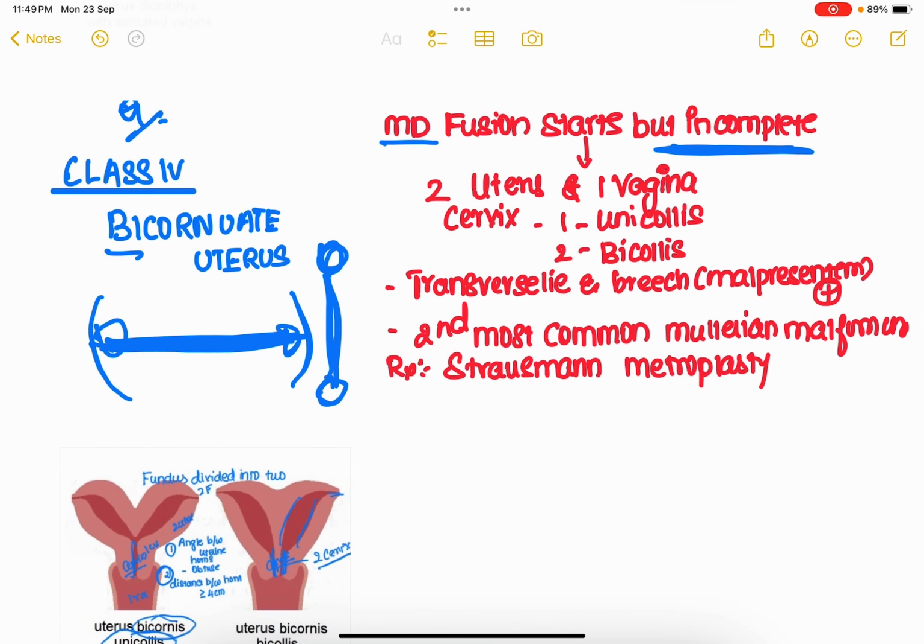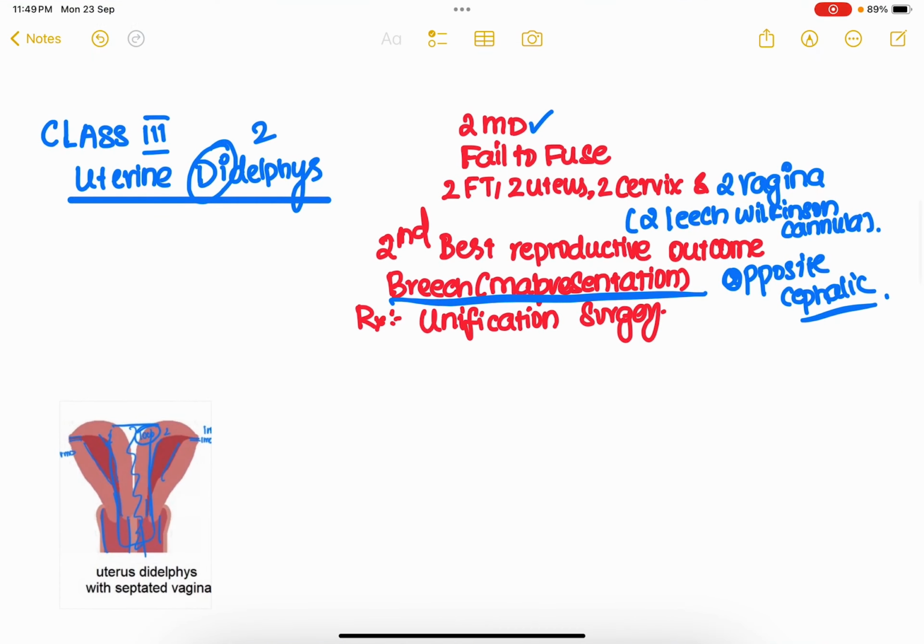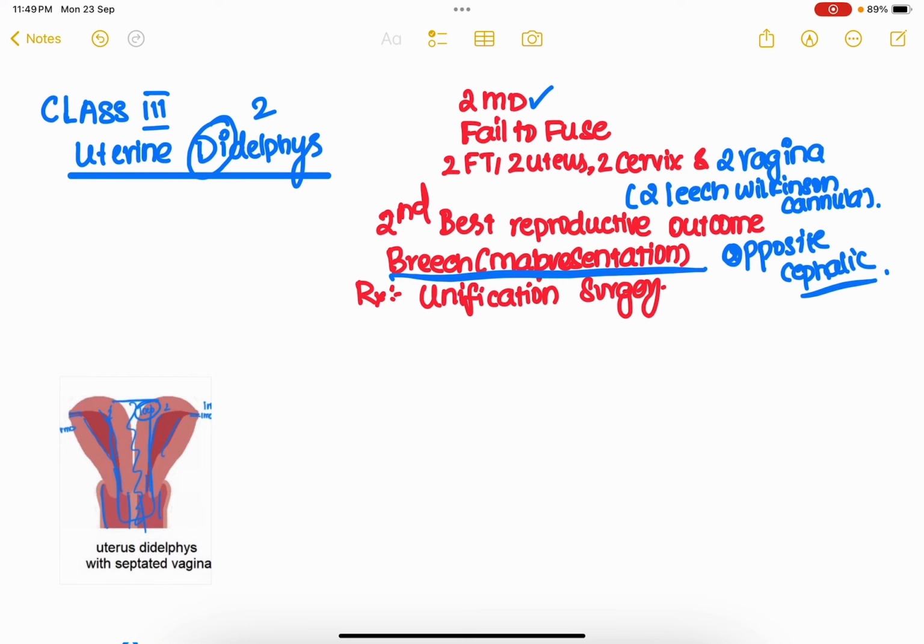Now let's discuss class 4 of the Mullerian malformation. Here I have missed one point, that is malpresentation. So since 2 separate uterine cavities are present, there could be malpresentation as well.